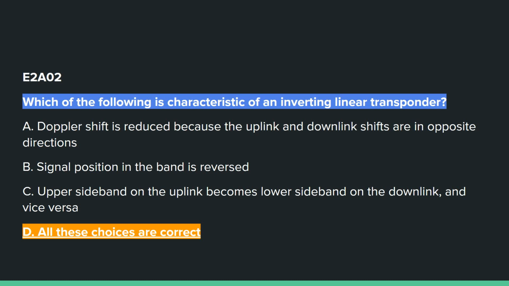So that is A, Doppler shift is reduced because the uplink and downlink shifts are in opposite directions. B, signal position in the band is reversed. And C, upper sideband on the uplink becomes lower sideband on the downlink and vice versa.